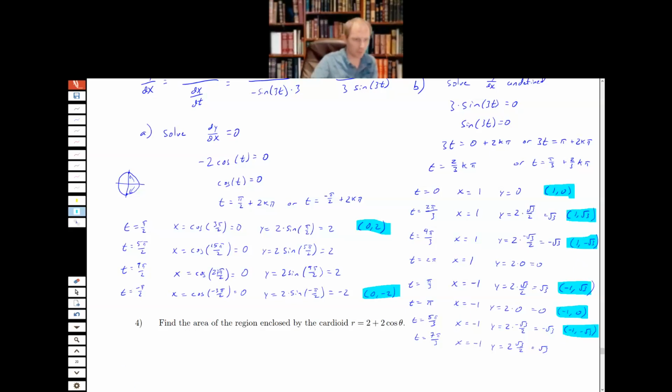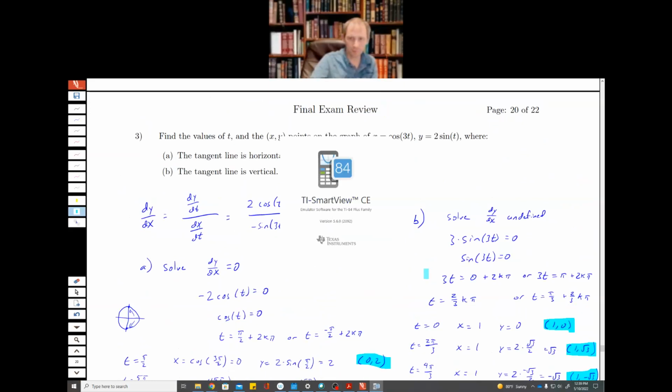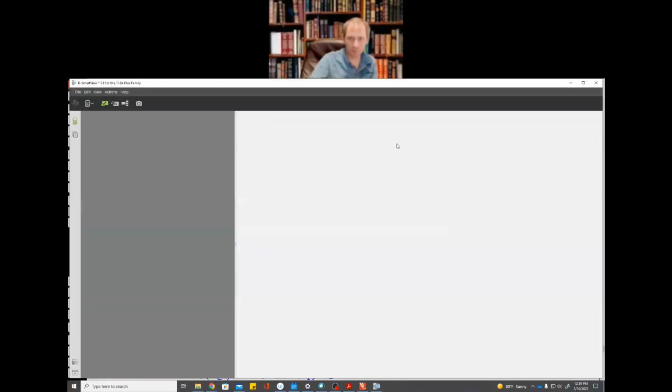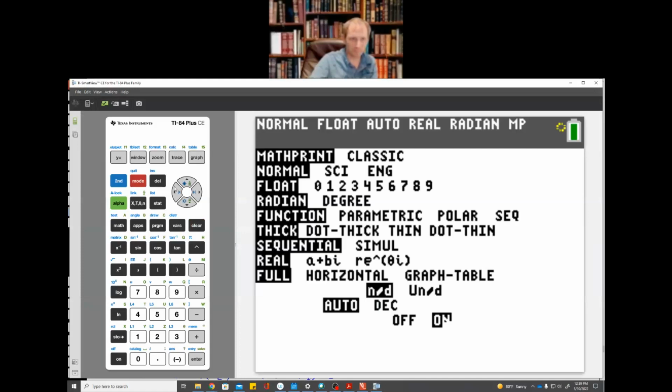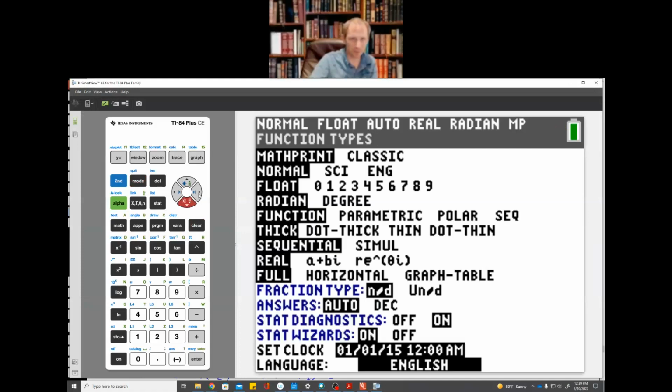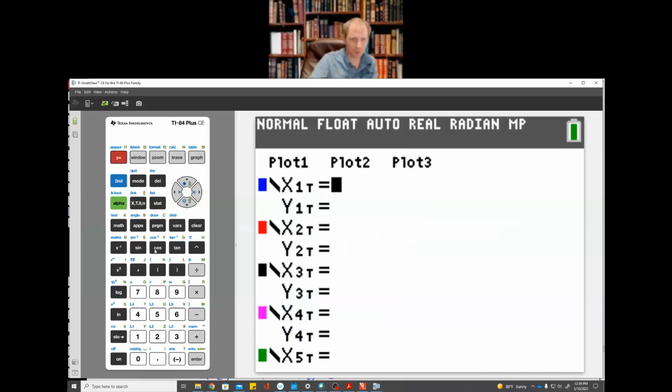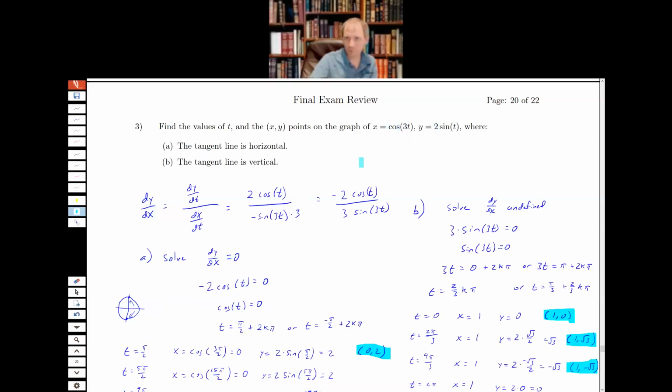So now let's go ahead and take a look at the graph and see if our results make any sense at all. So I want to graph cosine of 3t. Let's make sure I'm in the right mode. Radian, parametric. Cosine of 3t and 2 times sine of t.